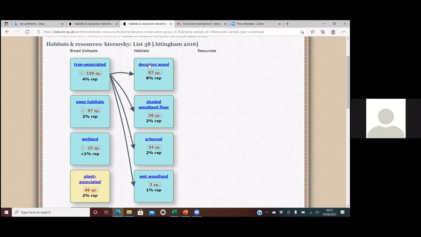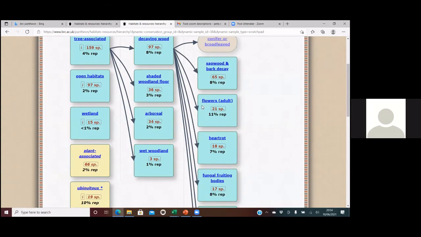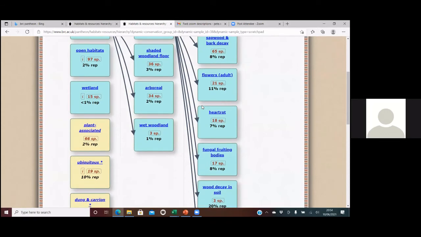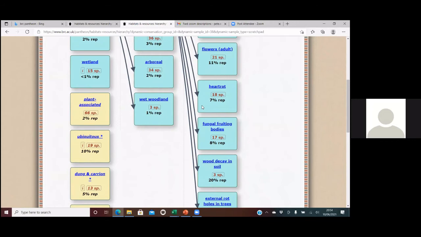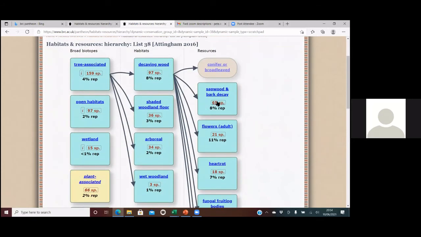So we can interrogate that a bit further. We can click on the decaying wood, and it will tell us what type of decay and what type of woodlands. So sapwood and bark decay accounted for 65 of those 97 species. 21 species were associated with flowers, 18 with heart rot, fungal and fruiting bodies, 17, wood decay in soil 3, external rot holes in trees 2. As before, we can click on these and get the species lists whenever we want to.